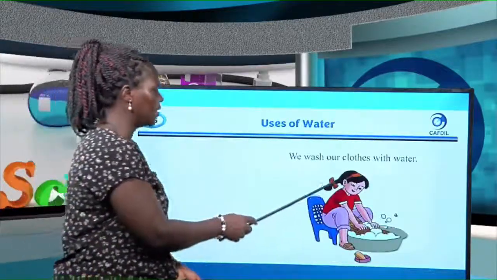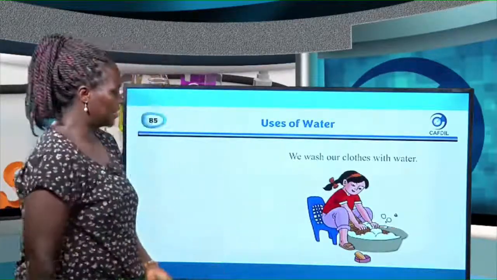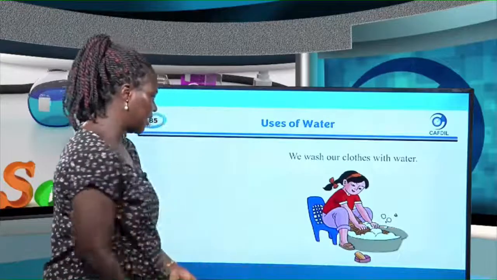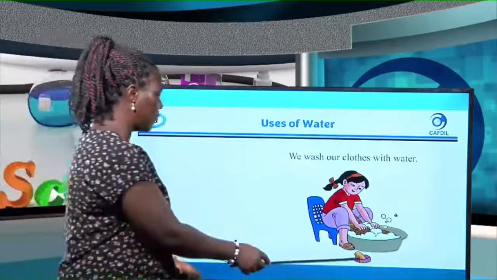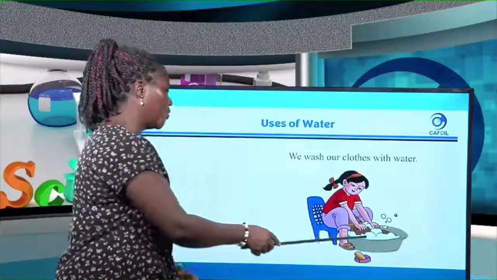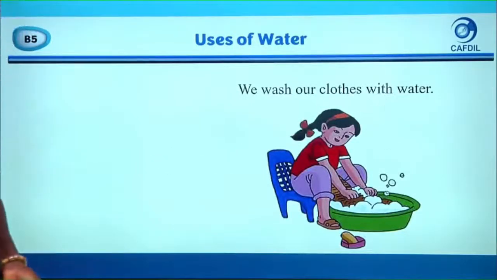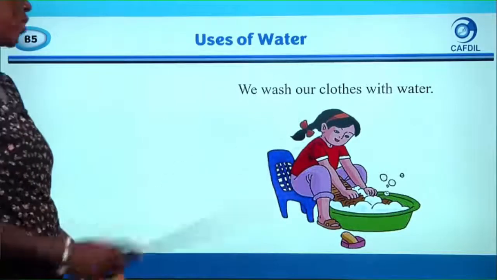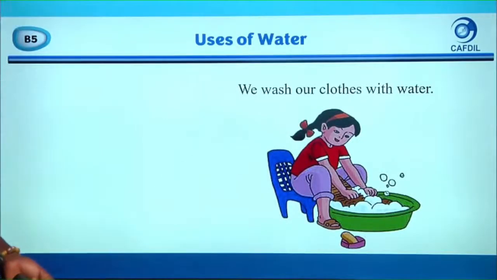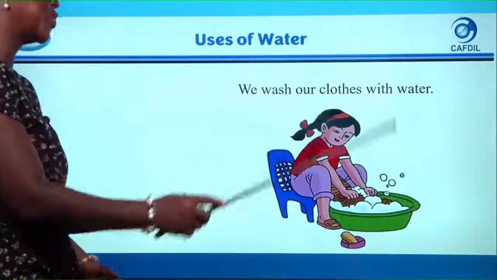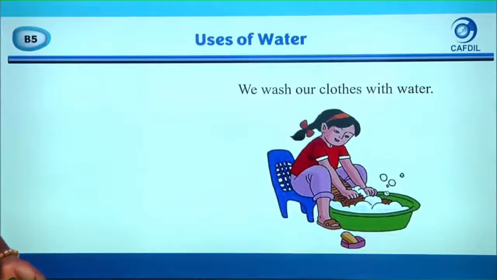Now look at the woman. What is she doing? She's washing. There is soap and there is water in the bowl. So we wash our clothes with water. Without water, we can't wash our clothes. So we wash our clothes with water and soap.